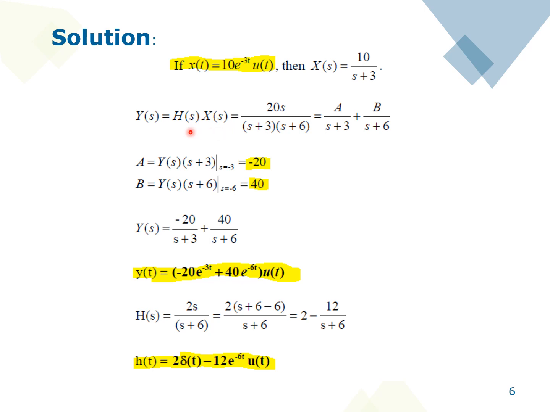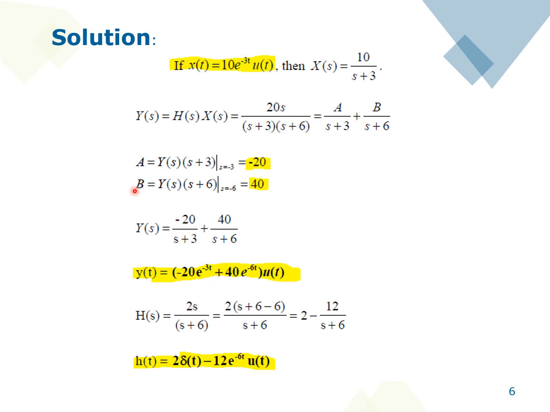So H(s) is given in the example, which was equal to 2s divided by s plus 3. So multiplying will give you 20s divided by (s plus 3) into (s plus 6). Now this can be decomposed into two components by using partial fraction: A divided by s plus 3 plus B divided by s plus 6. Now we can find the A's and B's by using the method of partial fraction.